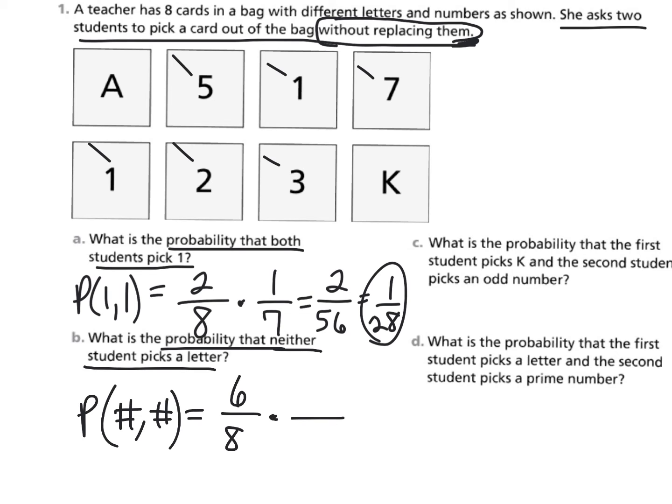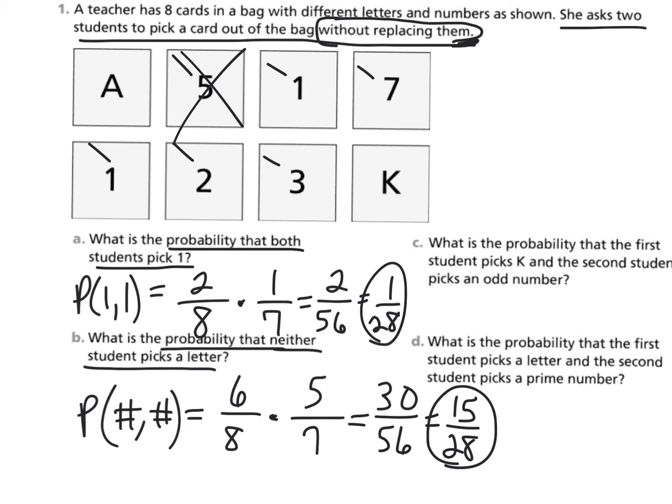And then just imagine you pick one of these non-letters or numbers. So I'm just going to cross this 5 out. Doesn't matter which one, but just recognize that we're imagining we picked one of the numbers. And then that would leave us with 5 out of 7 that are numbers. If you multiply that, would be 30 out of 56, which we can reduce to 15 out of 28. Okay, so a lot better chance of that happening than both students picking ones, we can see. And again, I'm just going to erase what we got up there so those are ready to go for the next problem.